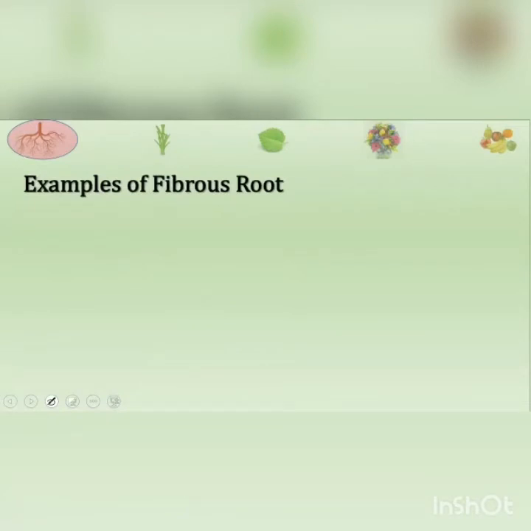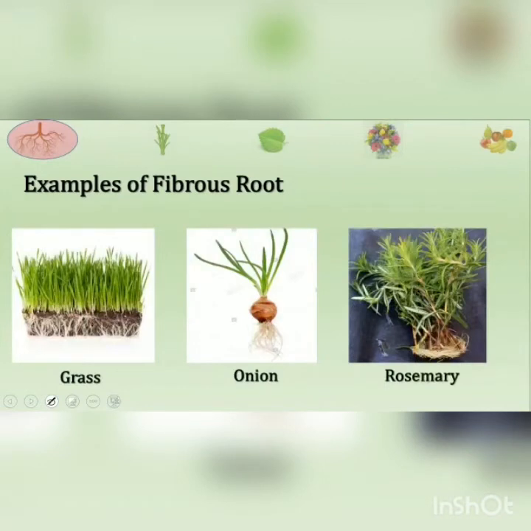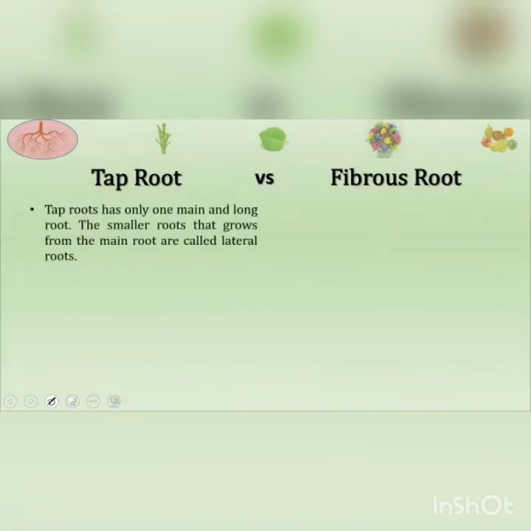Let us see the examples of fibrous root: grass, onion, rosemary. All of them have fiber-like structures in their root. Okay, let us move ahead. Let us differentiate between taproot and fibrous root.